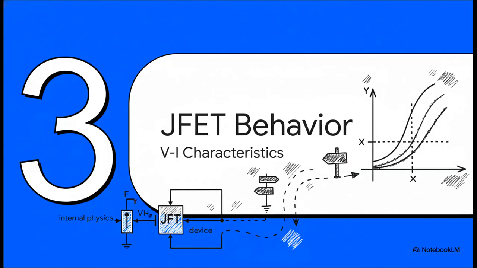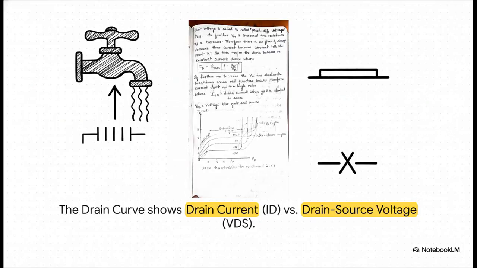So we get the physics going on inside. But as engineers, what we really care about is how the device behaves from the outside, in a real circuit. And for that, we need to look at its VI characteristic curves. Think of these curves as the user manual for the JFET. Now, I know this graph can look a little intimidating at first, but it tells a pretty simple story.